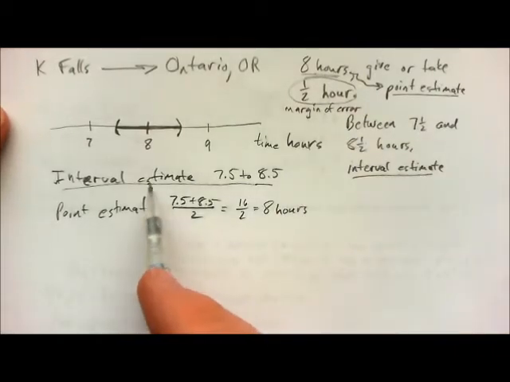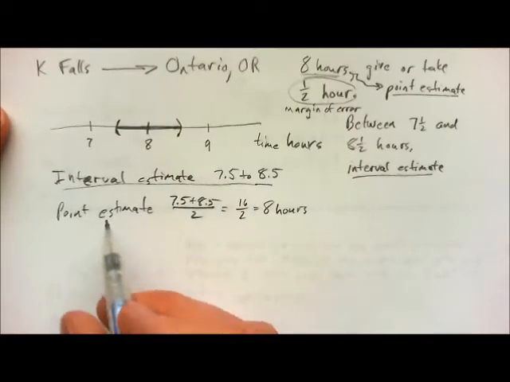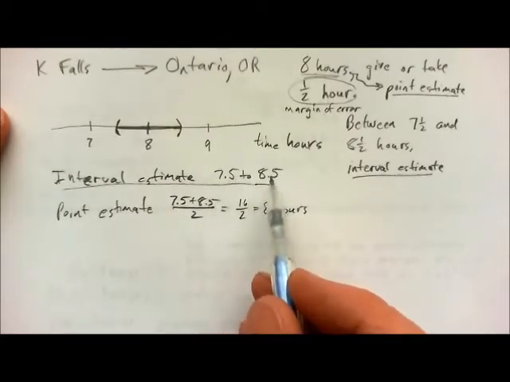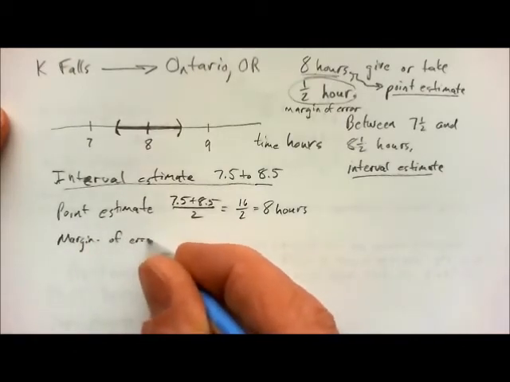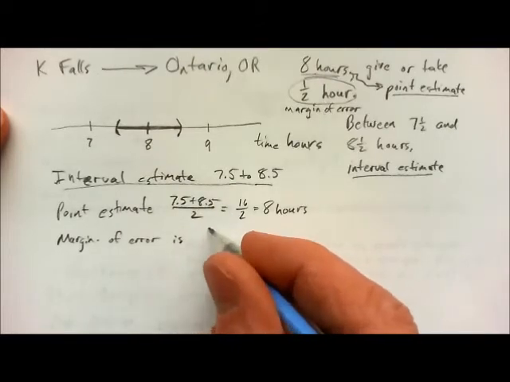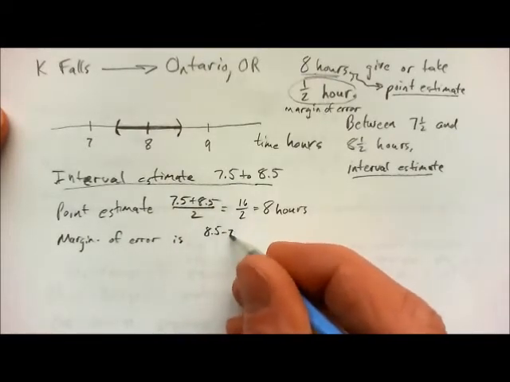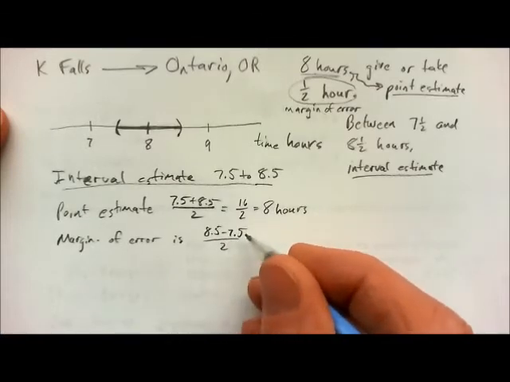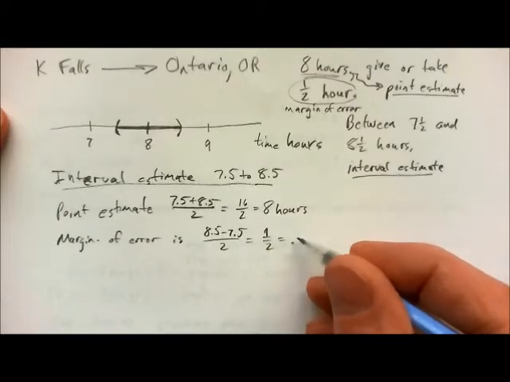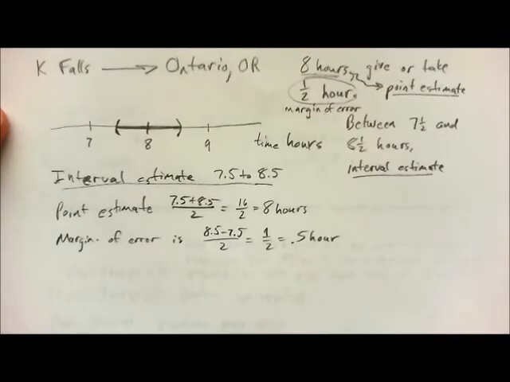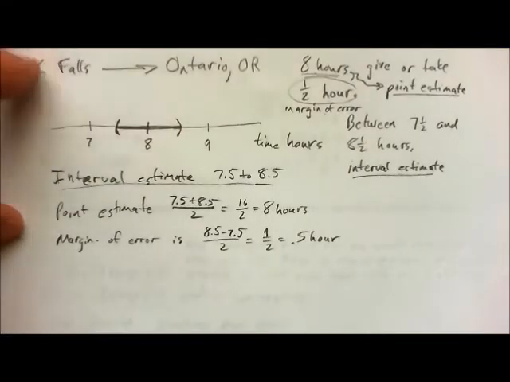And then if we want to know the margin of error from the interval estimate, all we have to do is figure out the length of the interval. So the margin of error is the length of the interval, 8.5 in this case minus 7.5, and we divide by 2. So 8.5 minus 7.5 is 1, divided by 2, which is 1/2, or 0.5 hours. So that's how we take an interval estimate and determine the point estimate and the margin of error from those things. And it should be clear, but let's do an example.